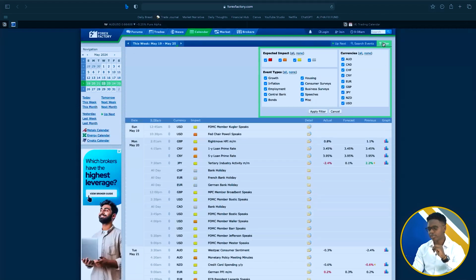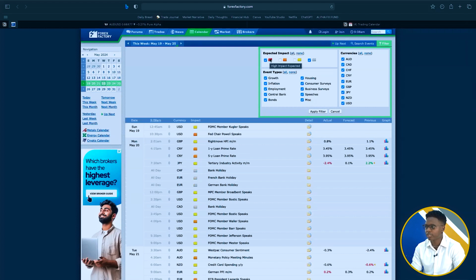So filter here. There's a filter on the top right. Now, for me, what I normally remove is this orange one. You can see the orange one reads medium impact expected, okay? So I remove that. And the yellow one is normally low impact expected. I remove that. Now I leave the red one, which is high impact.